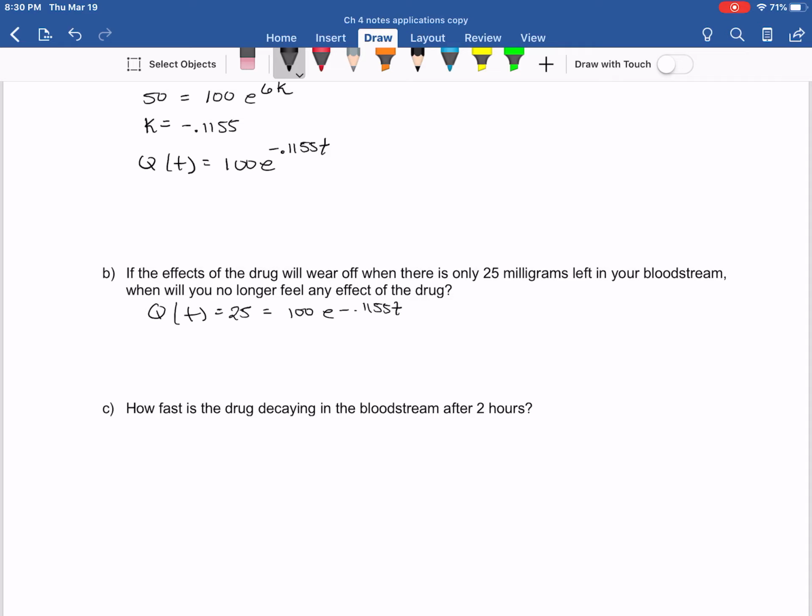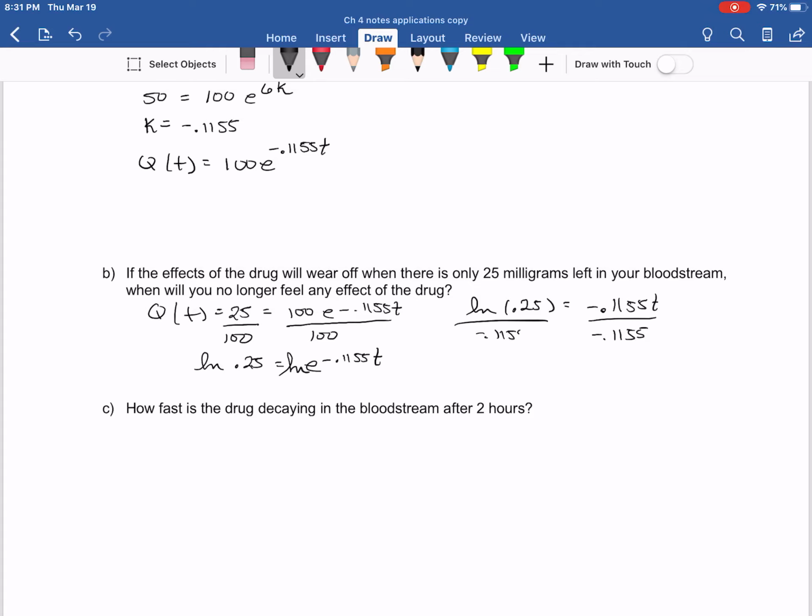Okay, so I'll go ahead and work this one out for you since I skipped the other two. Divide both sides by 100. 25 over 100 is 0.25. Then you take the natural log of both sides, and you would end up getting the natural log of 0.25 equals negative 0.1155t. You divide both sides by the constant in front of t, and you end up getting an approximated value for t equal to about 12 hours.